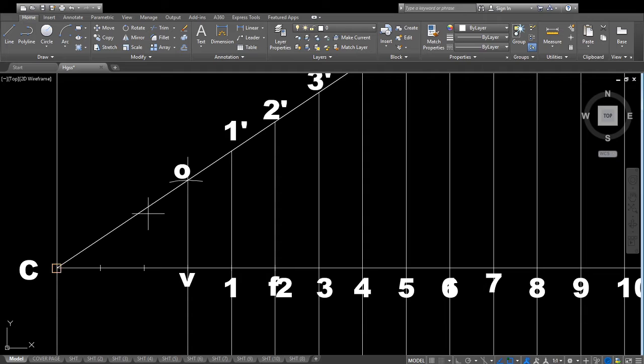First of all, I'll need to know what my 1, 1 prime is. So I'll take the measurement to know what my 1, 1 prime is.